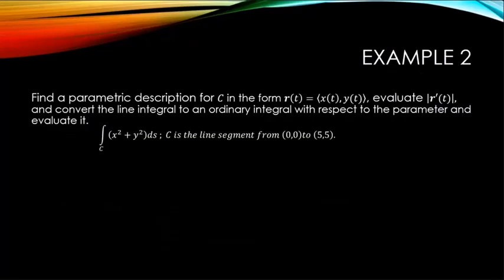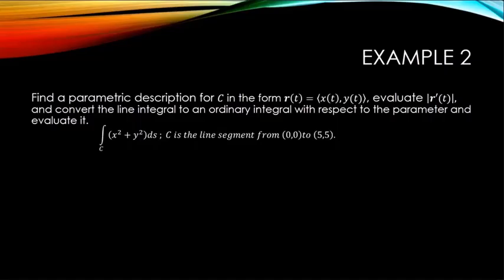So let's work an example. I want to find a parametric description for C in the form r of t is equal to a vector with components x of t, y of t. I want to evaluate the magnitude of the derivative of r of t and then convert my line integral to an ordinary integral with respect to the parameter and evaluate it.